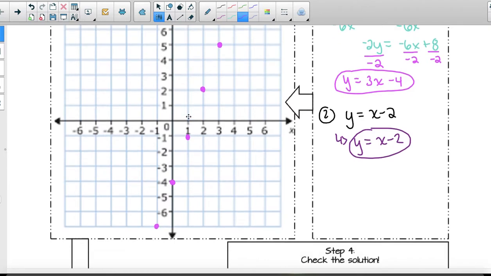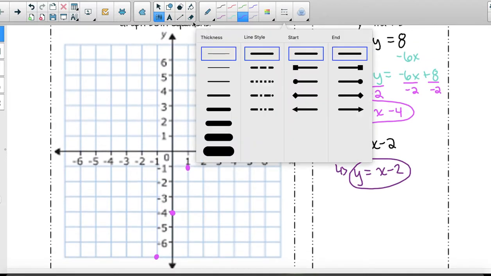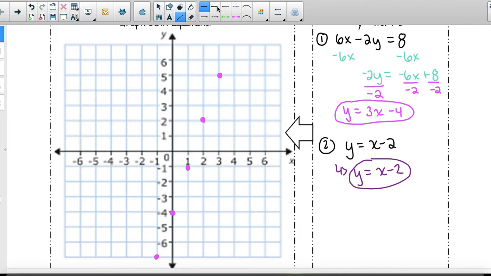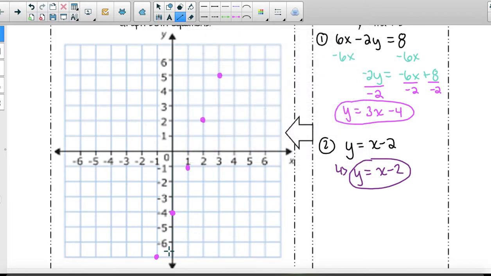So now that I have all of these coordinates graphed, I can then connect my coordinates with arrows. Not the same color, but that's okay. As best as possible. So I can then move this over some. So now I have all of my line graphed.